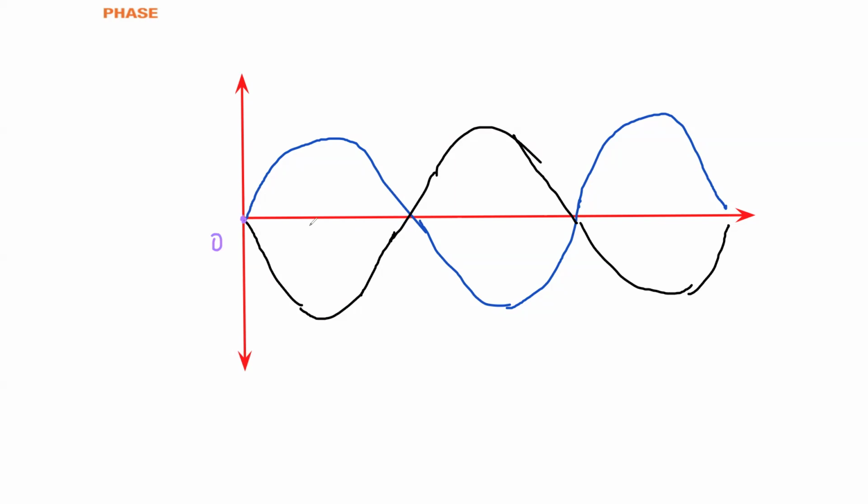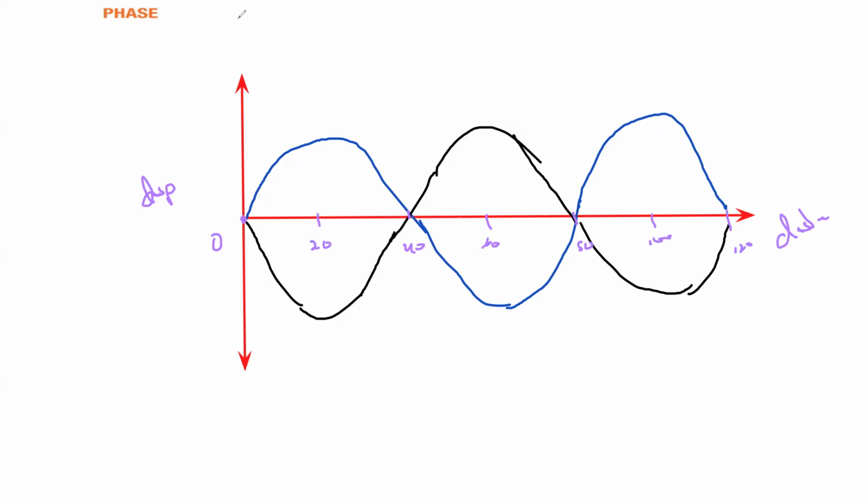this one is 0, this one is 20, and now it's a distance and displacement graph. This one is 40, 60, 80, 100, and 120. The question is: find the phase difference between the two waves.